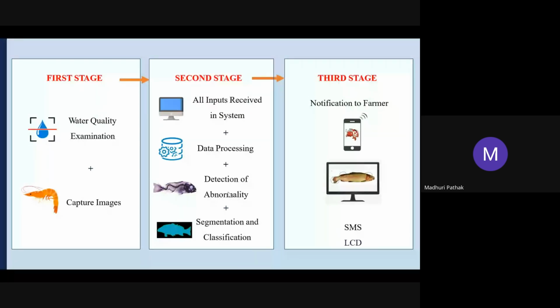We can definitely come to one conclusion: if there is any bacterial infection or dropsy, detection of abnormalities can lead you to the disease diagnostic. Then segmentation and classification. The third stage will be notification to the farmer that your fish or your shrimp has this type of disease because of the bad water quality and because of the symptoms on their body.